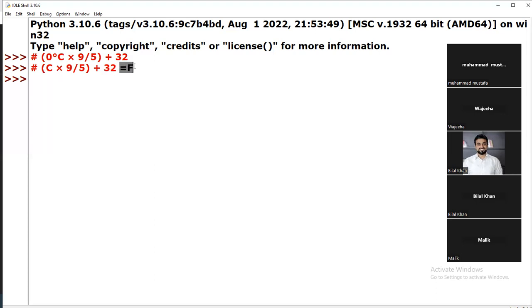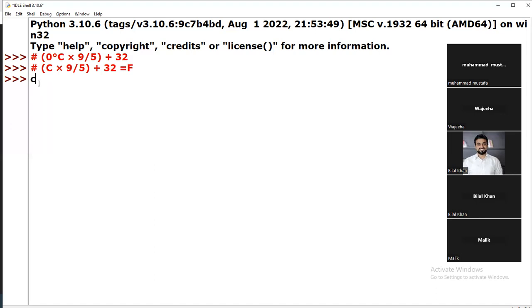The alphabet on the left side is F. So I'm going to take it as F. And this right one, I'm going to take it as C. I want this one to be entered by the user. I want the C value to be entered by the user. Let's see how we can do that.